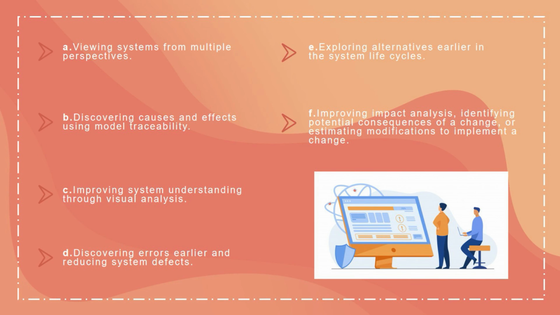Advantages of system modeling. A. Viewing system from multiple perspectives. B. Discovering causes and effects using traceability. C. Improving system understanding through visual analysis. D. Discovering errors earlier, reducing system defects. E. Exploring alternatives earlier in the system life cycle. F. Improving impact analysis, identifying potential consequences of a change, or estimating modification to implement a change. G. Simulating system solution without code generation.